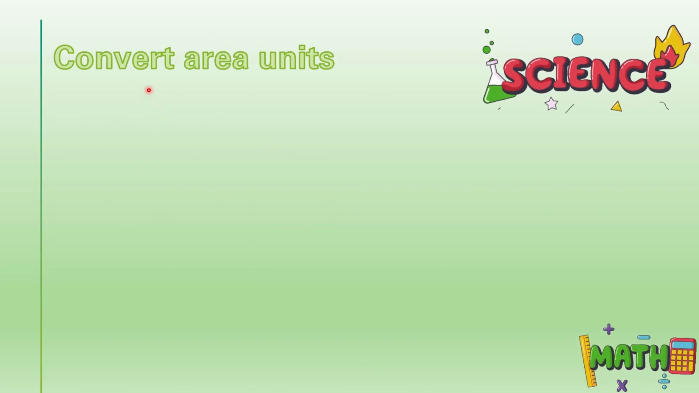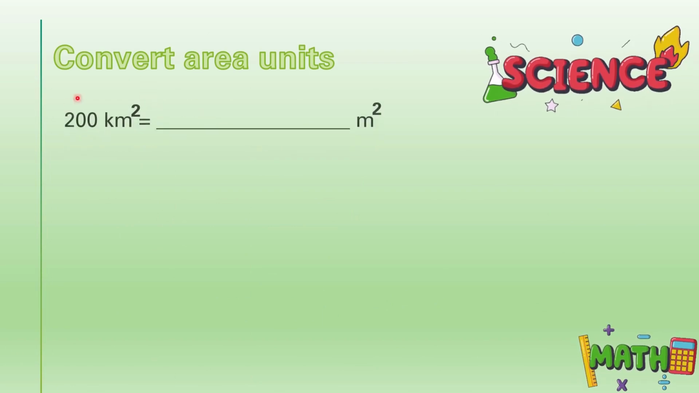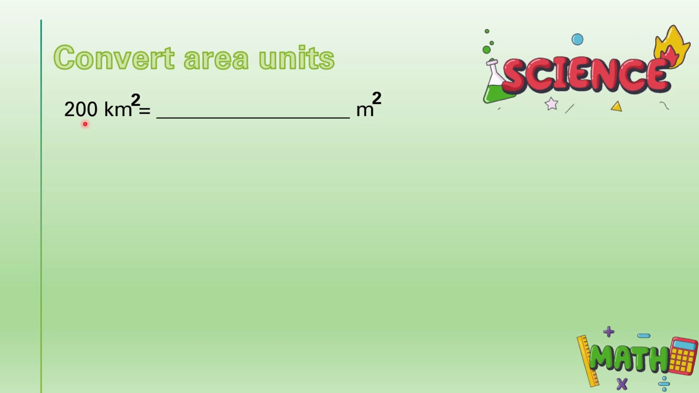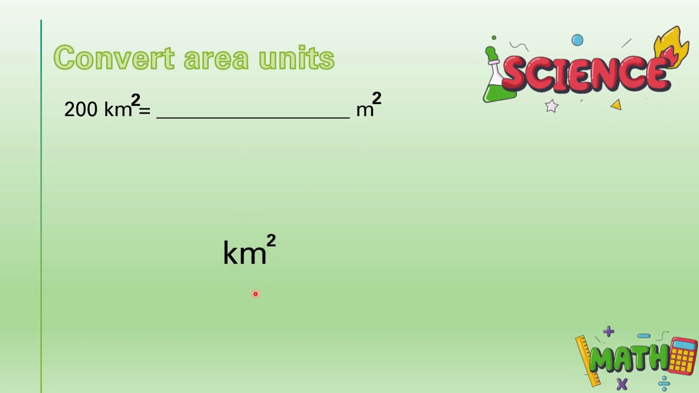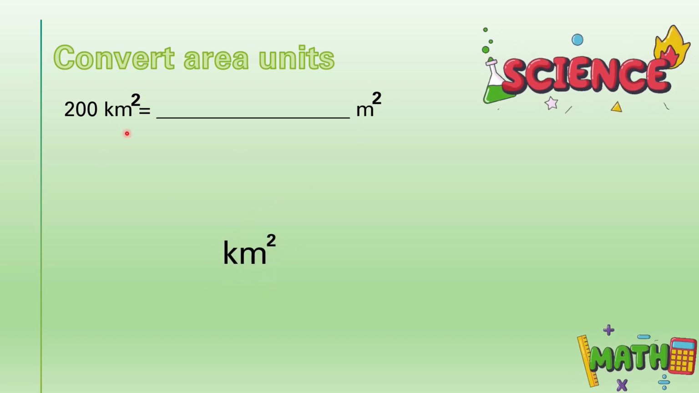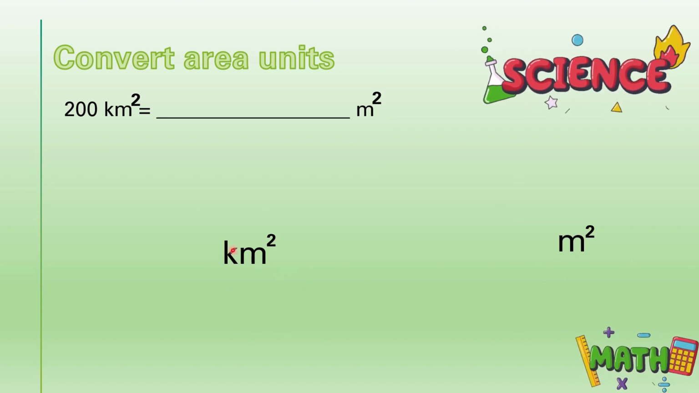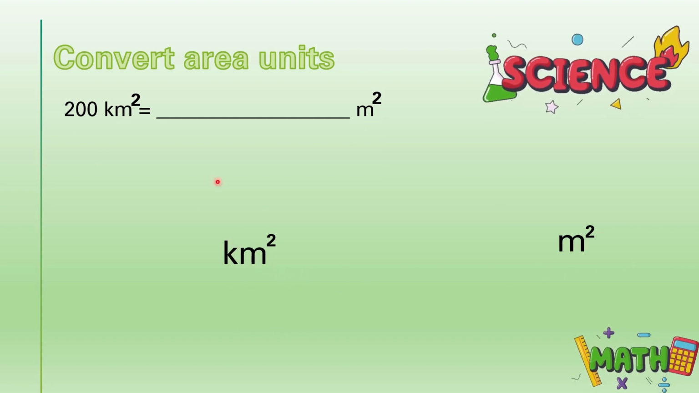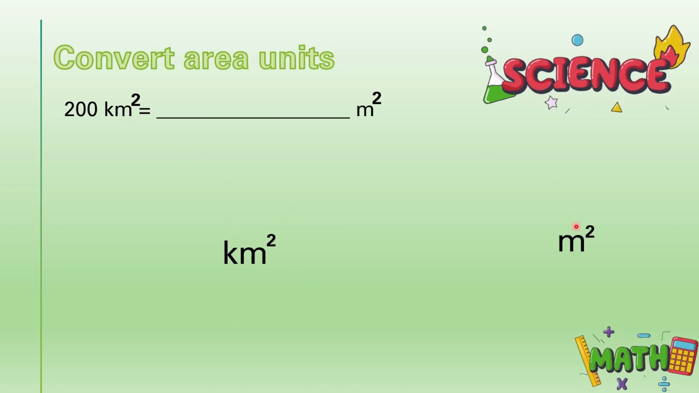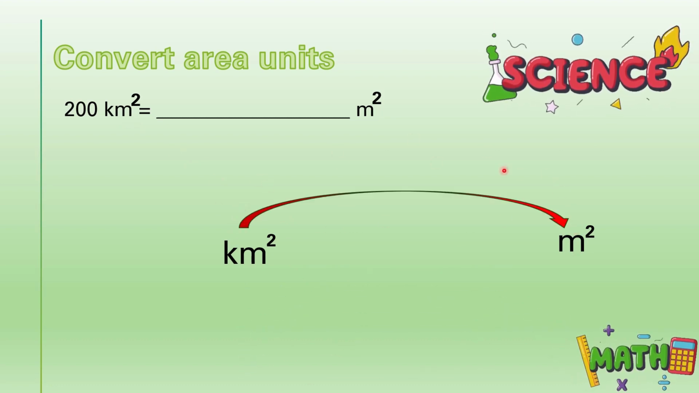Let's do one task, how to convert area units. For example, let's say that you have 200 kilometers squared and you need to convert them to meters squared. So step by step. First, you know that you have kilometers squared on this side and you need to convert it to meters squared. The first step is to define which one is bigger. Kilometer is definitely bigger than meter, so you are going from biggest to smallest unit, which means that you are doing multiplication.